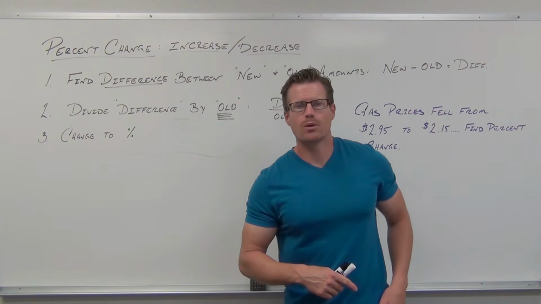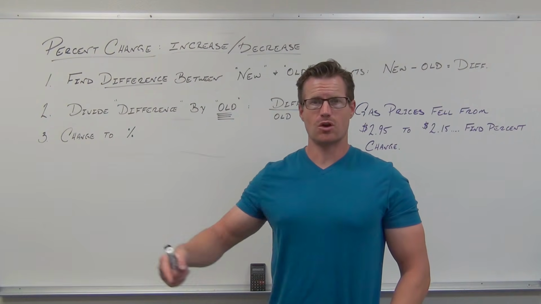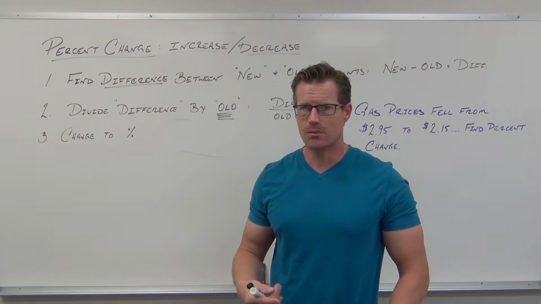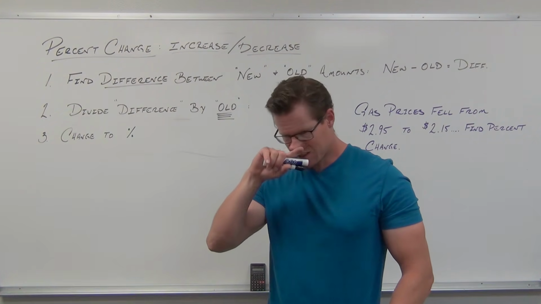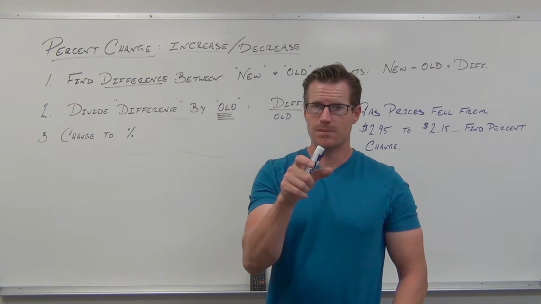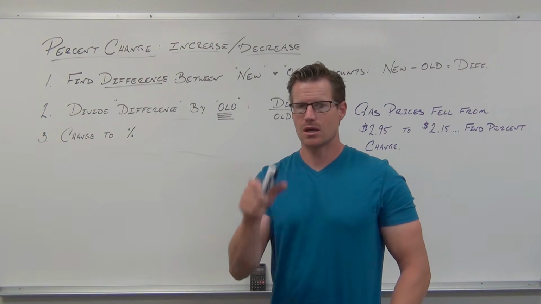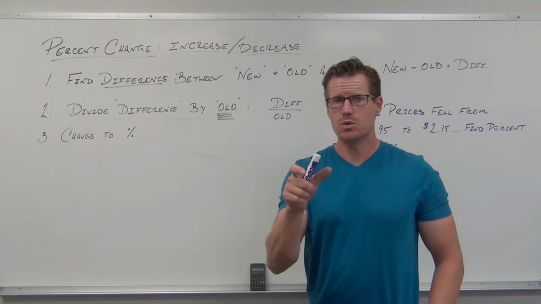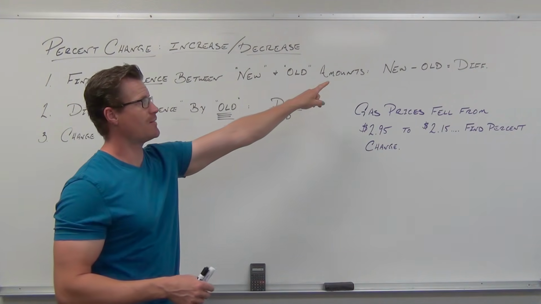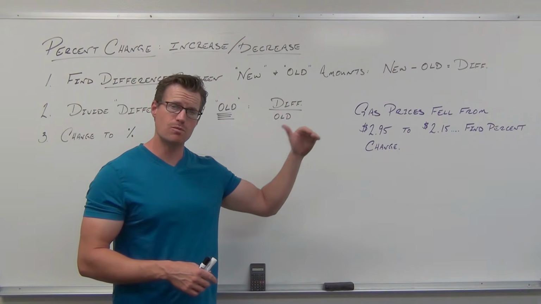So step number one, we're going to find the difference between the two values that you're given. If the two values that you're given are increasing, then you're going to get a positive number. If they're decreasing, you're going to get a negative number. But first and foremost, we're going to subtract the old amount, the beginning amount, from the new amount, the ending amount, the amount that you finished with. The way I like to think about it is new minus old. So we're going to take the new amount and subtract the old amount. The first thing you do is find the actual difference between your numbers, new minus old.